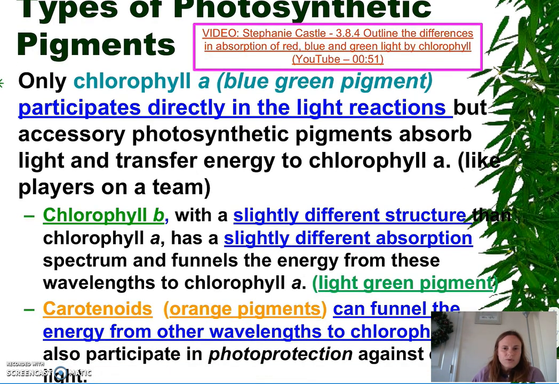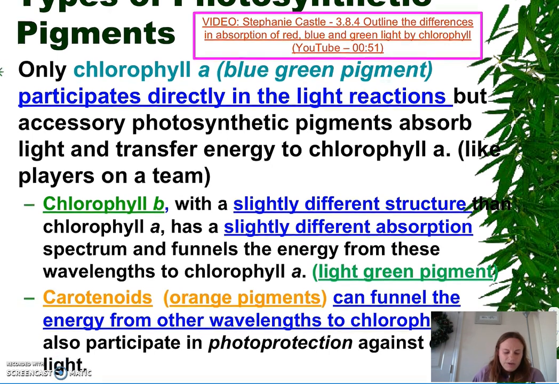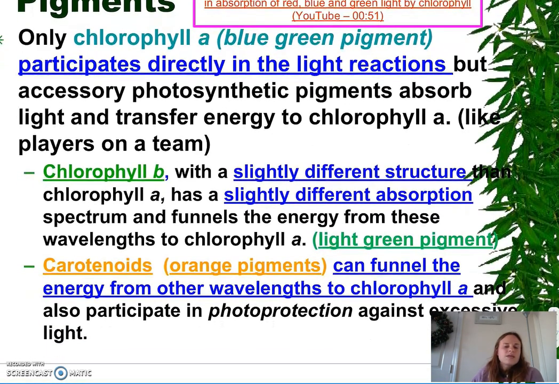Chlorophyll A is a blue-green pigment, and it's going to participate directly in the light reactions. It's the primary pigment involved in photosynthesis. Then you've got chlorophyll B, which is known as an accessory pigment. It's got a slightly different structure, slightly different absorption. It is a light green pigment, and what it does is help funnel the energy from those different wavelengths over to chlorophyll A to ensure the most amount of absorption from that light energy possible.